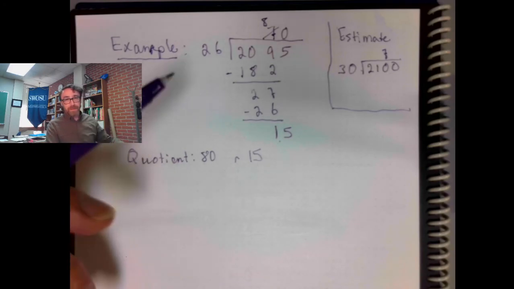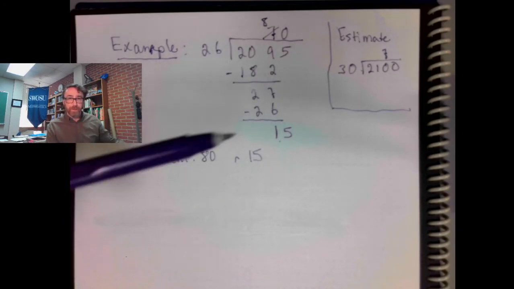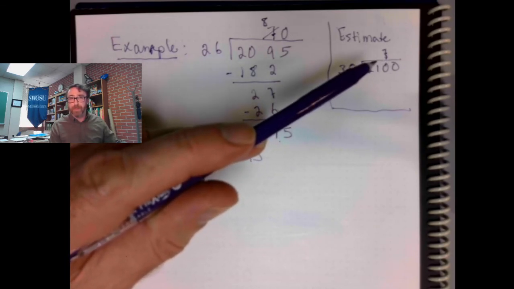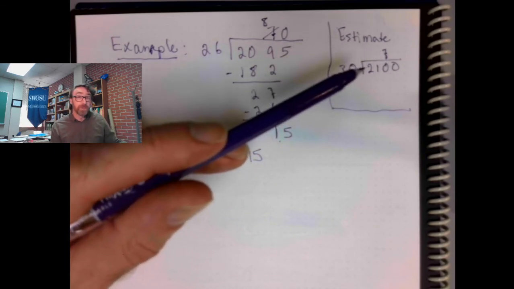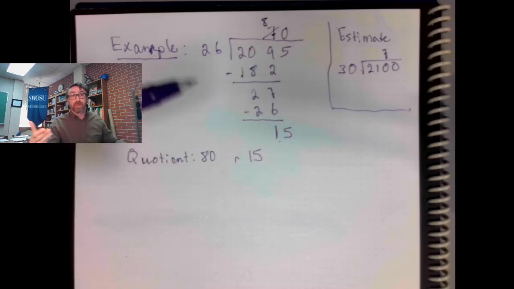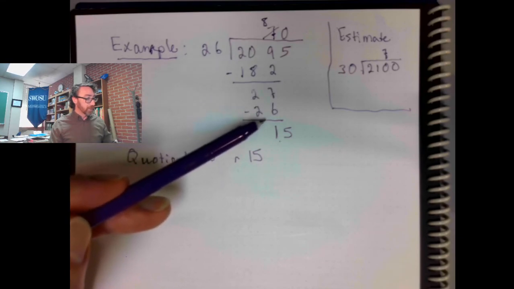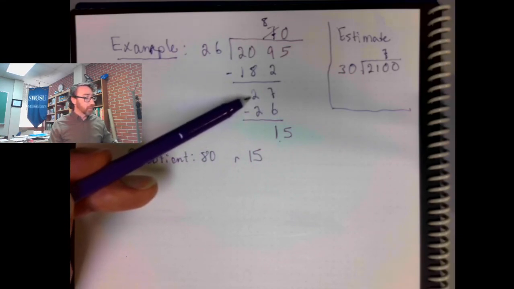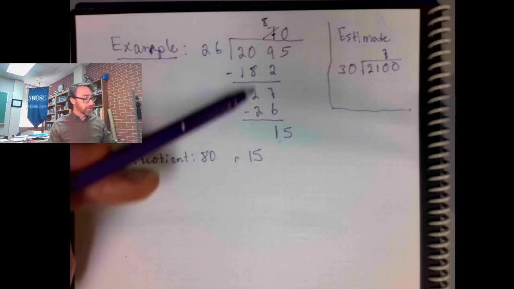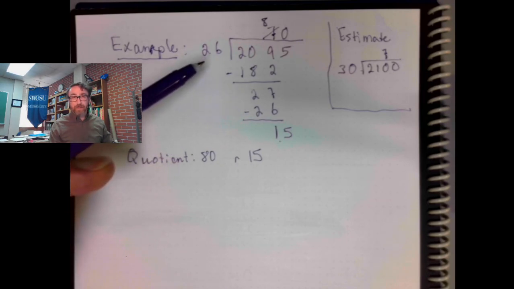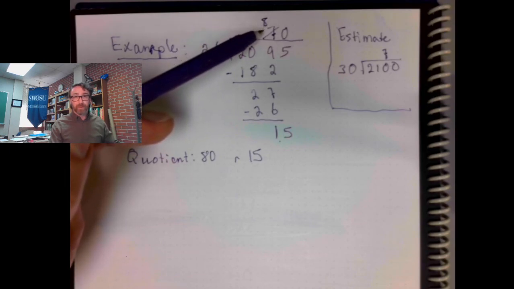Okay, so that's an example of revising this algorithm as we go. We're using estimates to help us figure out what to put up top. And then when you're using estimates, well, sometimes it's a little off, right? That's what an estimate is. So you got to sometimes revise it as you go. And what you need to be looking at is this number that you get when you subtract. It should be less than your divisor. If it's not, change it up.